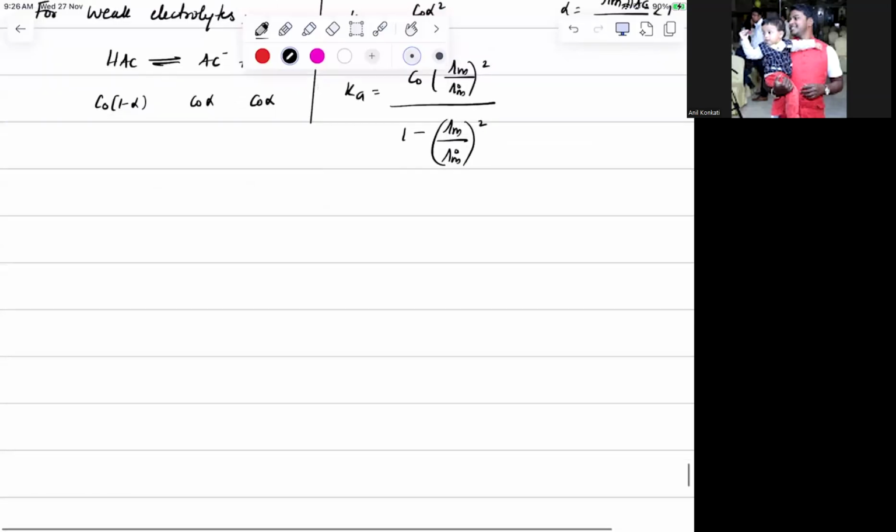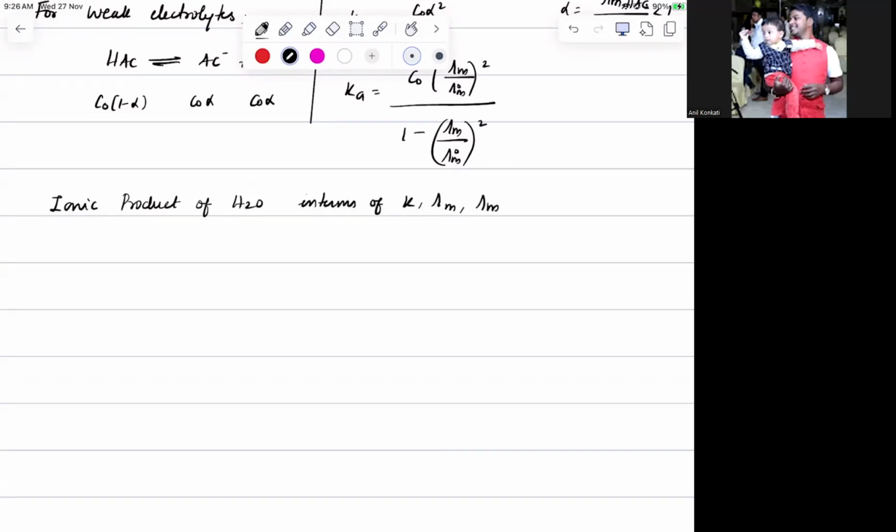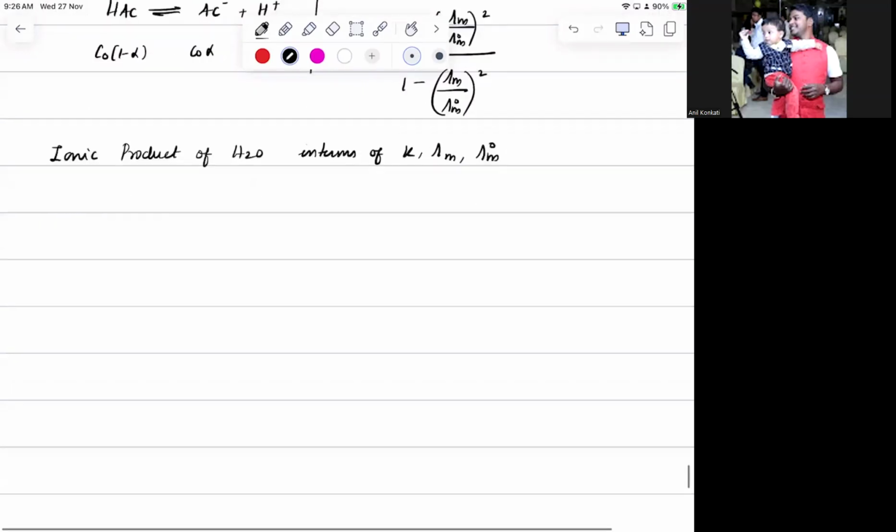Now suppose I want to find out the ionic product of water in terms of kappa, lambda m, and lambda m naught. So kappa of water, that is the conductance or specific conductance of water, can be written as kappa of H plus plus kappa of OH minus, because conductance is also additive.